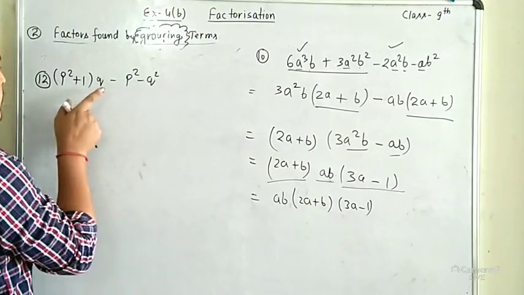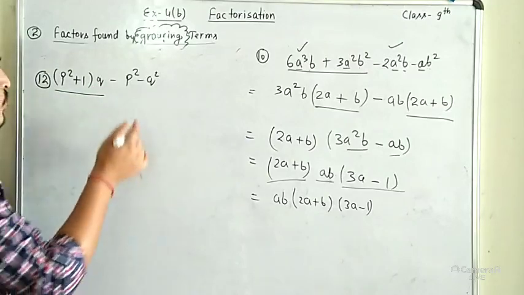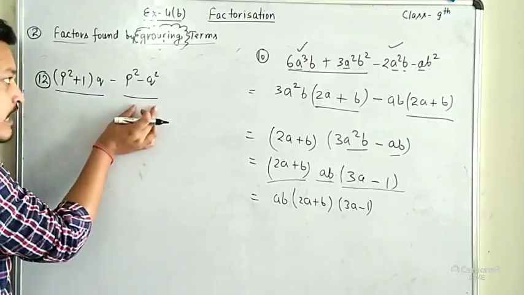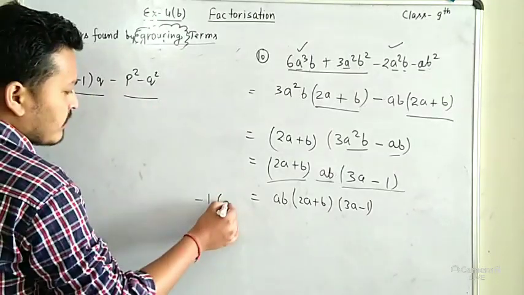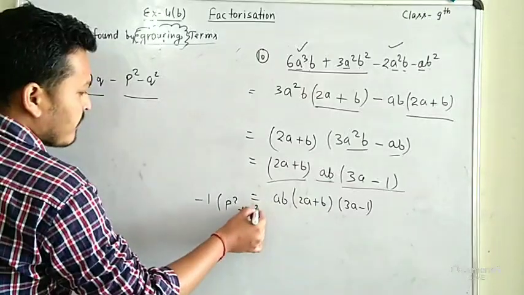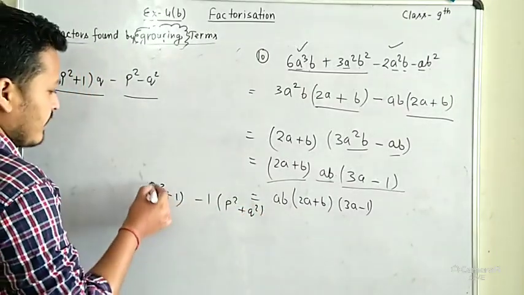If you will check here, this is the p square plus 1 into q, and this is q square. In the last two parts only minus 1 is coming. Okay, in the last two parts minus 1 is coming, so p square plus q square will remain inside the bracket. Or in the first part, p square plus 1 into q.